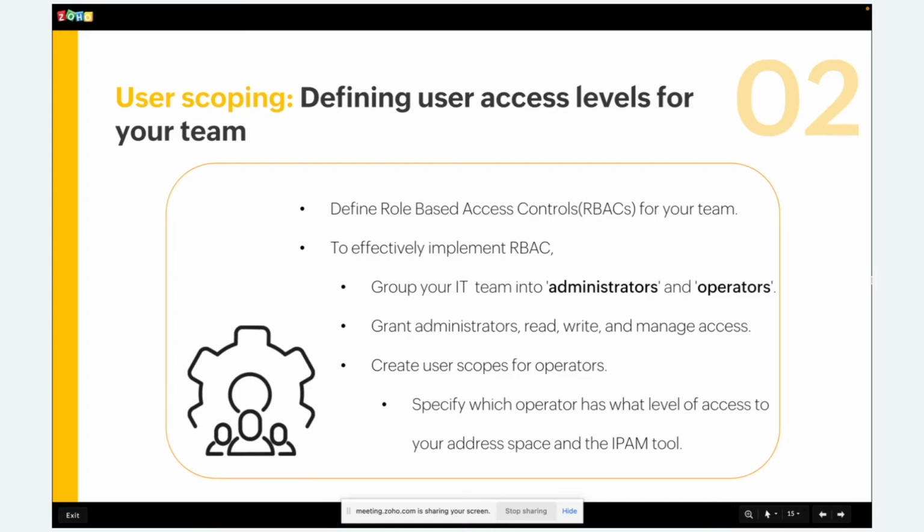So this way, when different IT admins are part of your team on a scalable level, you make sure that your operators have access to only the parts of the IPs they need access to. So how do you effectively implement role-based access control? First, in your IPAM tool, group your IT users into administrators and operators. Administrators would be the folks who need complete read, write, and manage access. So select your administrators, select the resources they need to manage, and give them the complete read, write, and manage access.